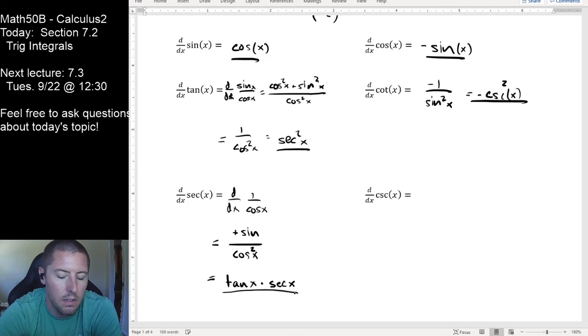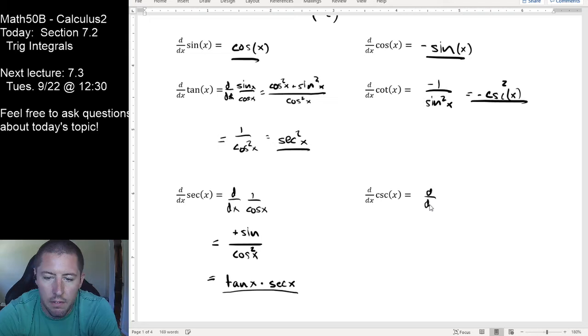And we get a very similar thing over here for cosecant. This is the derivative of 1 over sine. Low d high is 0 again, minus high d low is just cosine, all over low squared, which is sine squared of x.